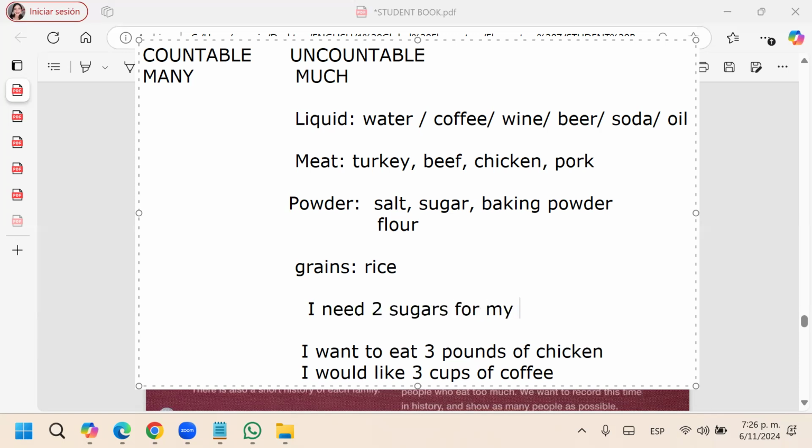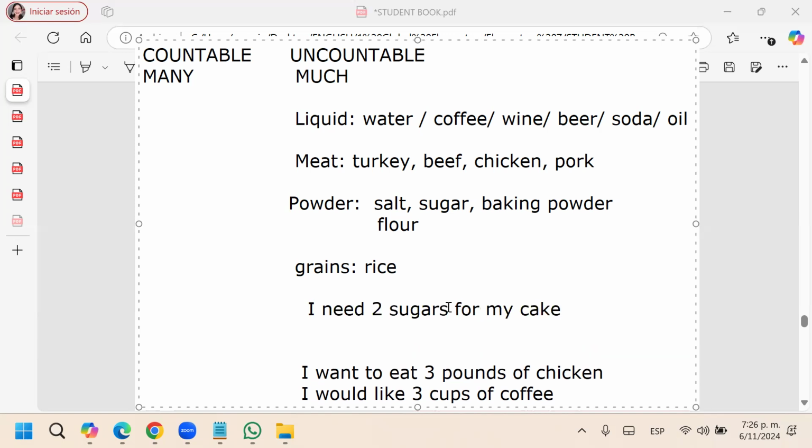Or I need 2 sugars for my cake. Necesito 2 azúcares, como 2 granos. No, 2 kilos, 2 tazas, 2 libras, dos algo, 2 packages, 2 packages of sugar. Packages of sugar for my cake, yes. In this case, yes. Okay.